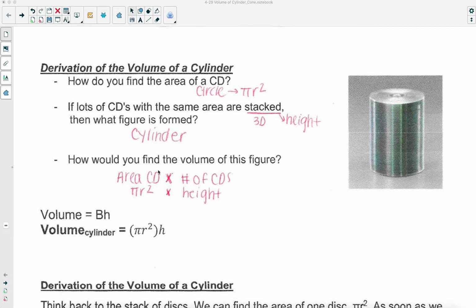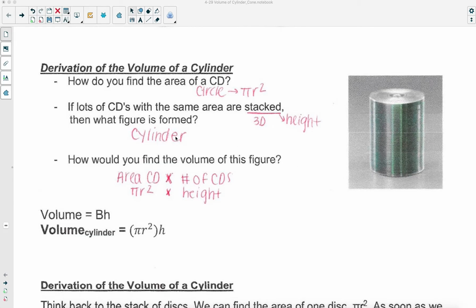And like the stacking of the papers for the right prisms, I think of volume of a cylinder as stacking CDs. So basically, if you think of one CD as a circle, you can find the area of a circle using your formula pi r squared. But as soon as you start stacking those CDs, we add a third dimension of height. So once we add that third dimension of height, we now have a cylinder.